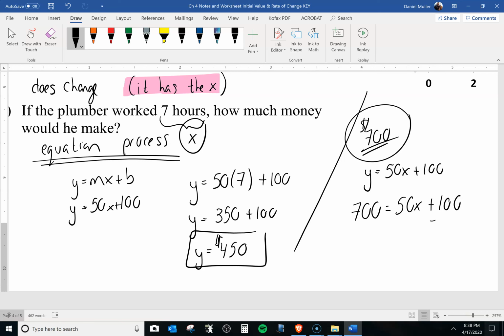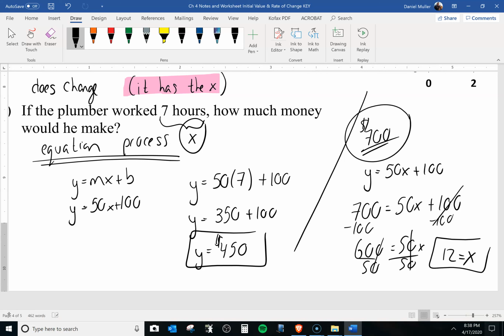So from there you can minus 100. That gets you 600 on that side and 50x over there, and you can divide by 50 and divide by 50. So your x equals 600 divided by 50, which is going to be like 12 or something. So I think it's 12. So then you can say, well, the plumber worked 12 hours to make $700.